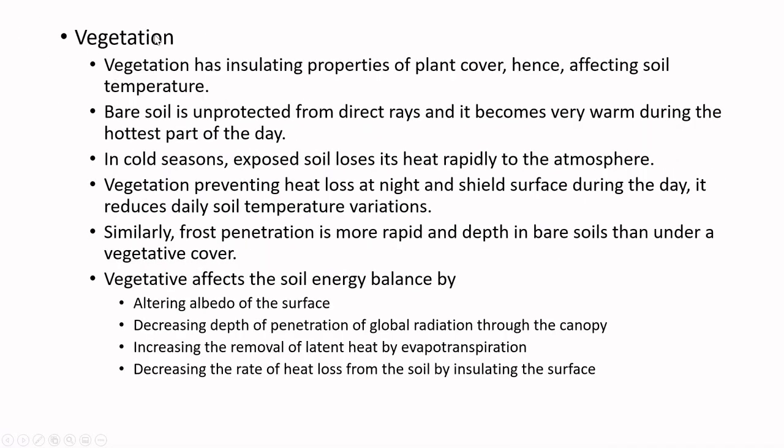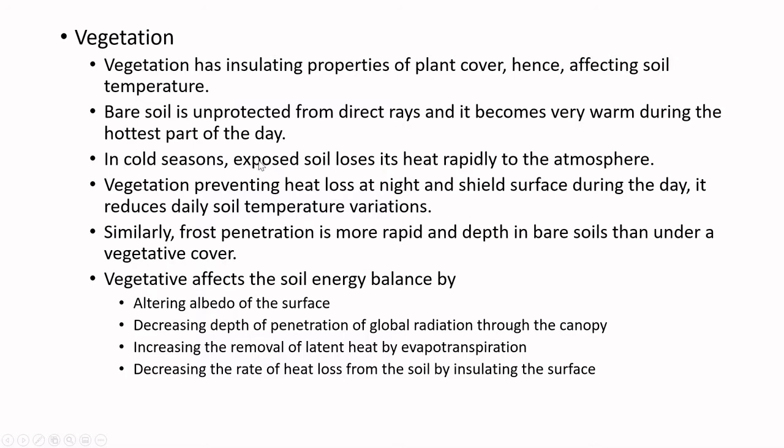So vegetation also has another property that influences the heat movement on the soil. Vegetation has an insulating property as a plant cover, hence it affects soil temperature. Plants cover up the soil surface, so the heat can't reach the soil that easily. For example, bare soil is unprotected from direct rays, meaning direct radiation, so it becomes very warm during the hottest part of the day. Bare soil means soil without any vegetation cover, so it is directly exposed to radiation from the sun. So it heats up during the day and becomes very hot.